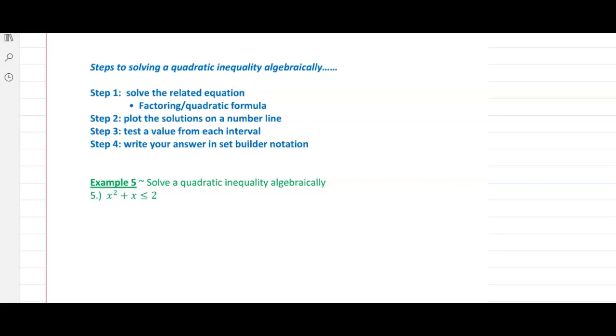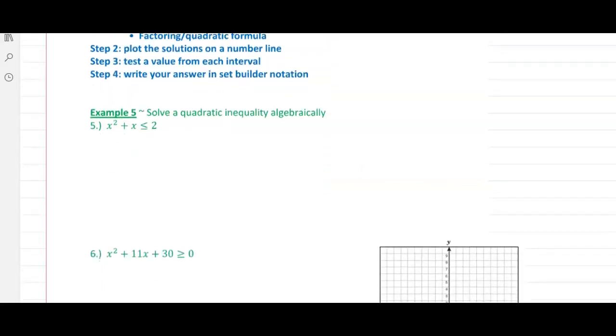We could even use graphing if we wanted, but again, we're trying to do this algebraically, so we're not going to consider that option. Then we're going to plot our solutions on a number line. We're going to test a point from each interval that we've created, and then we're going to write our answer in both set builder notation as well as interval notation. Let's solve this. If I solve the related quadratic equation, that would be x squared plus x equals 2.